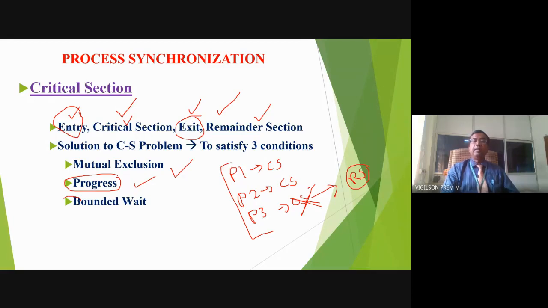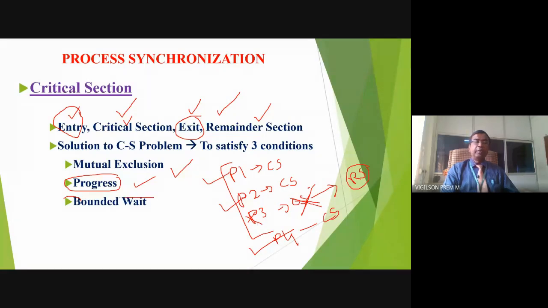So who will be allowed? Whoever is not working in the remainder section and wants the critical section will be allowed. Suppose P4 wants the critical section and it is not doing any work. Now what does it mean? The competitors for the critical section are P1, P2 and P4 only, not P3. This is what we refer to as progress.